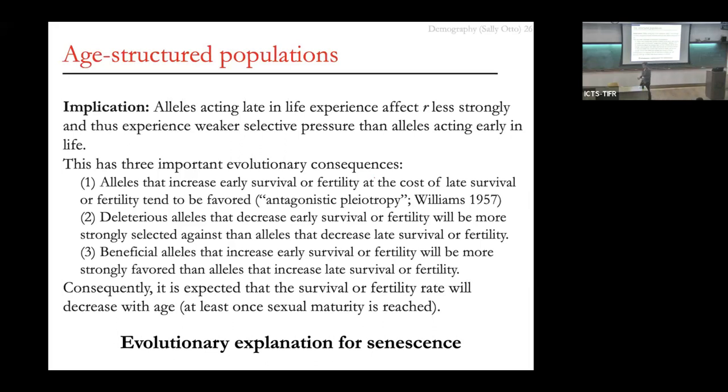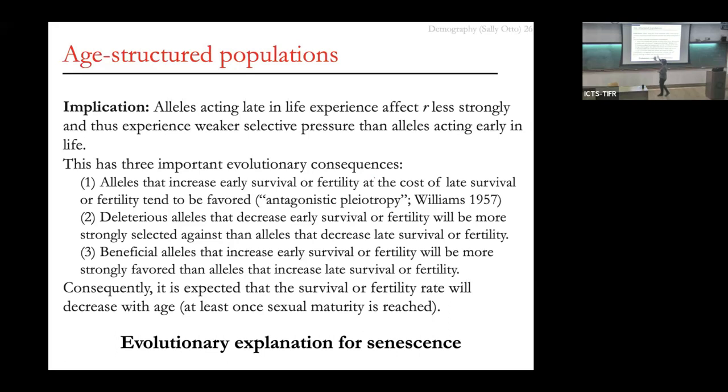The first one: alleles that increase early survival or fertility at the cost of later survival or fertility will tend to be favored. And that's because the earlier ones witness strong selection. The ones that act late in life, certainly after menopause, but even towards the end of life, tend to experience weaker selection. So it's harder for evolution to optimize late life traits, simply because there's hardly anybody in the population that is in that late life stage.